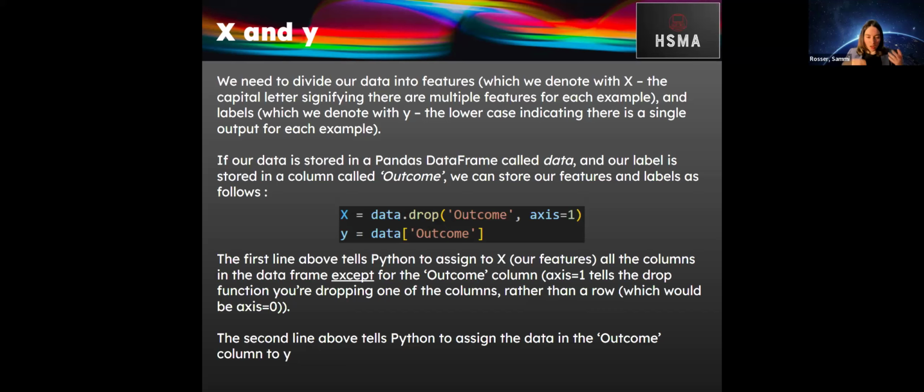It's a one-dimensional output. So if your data is stored in a pandas data frame called data and our label is stored in a column called outcome, we can store all of our features and labels as follows. We drop the outcome from the existing data frame. So we're saying get rid of the column outcome. How do we know it's the column outcome? That's what this axis equals 1 means here. What we need for the labels is just the outcome column. So we take our data and we just say, please just give me the outcome column. That's what these square brackets are doing, just pulling back a single column of data.